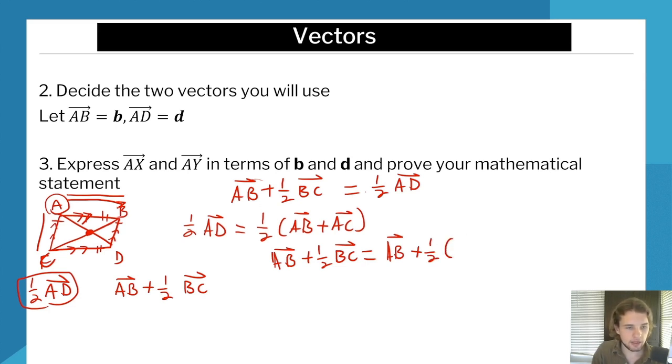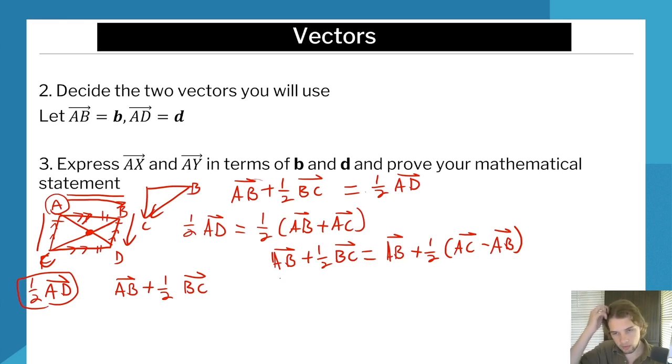Now, B to C is like A to C because we go down, and then it's also like negative A to B, because negative A to B moves us this way, and then A to C moves us down, so the overall line is like B to C. So we've put everything in terms of these lines, and then we can maybe start to see how we're getting somewhere. So we have 1/2 A to D equals that, and now we can figure out this.